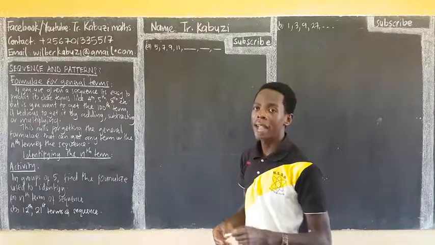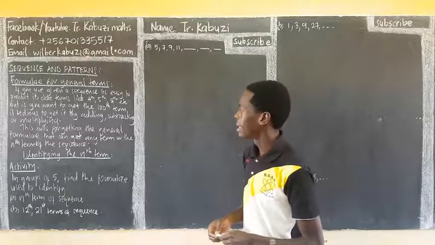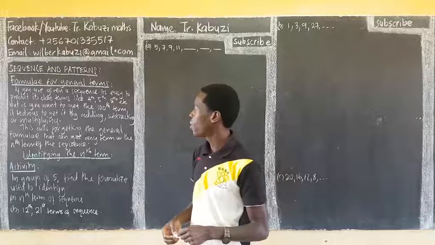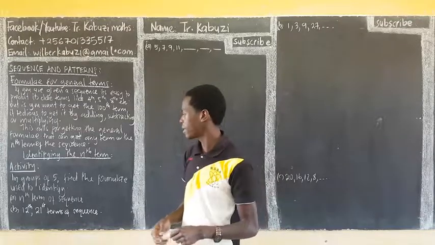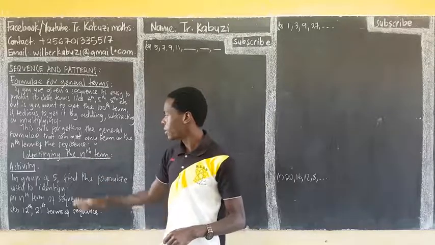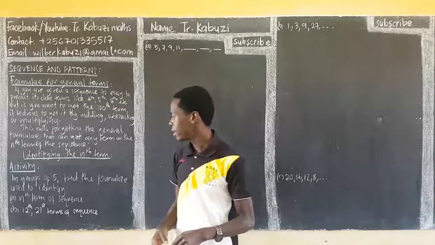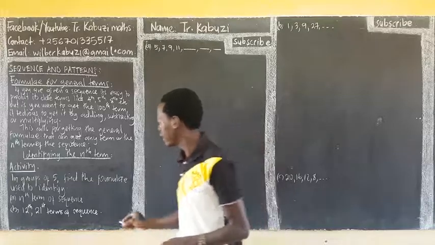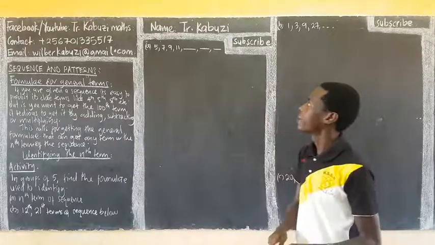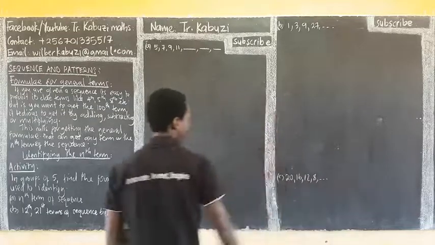Now there, we try to get a formula that's going to help us get to that term with ease. So that calls us for getting the general formula that can get any term, or the nth term, of the sequence, as you are going to see here. So our task is identifying the nth term. In groups of 5, find the formula used to identify the nth term of the sequence, and the 12th term of the sequences below. These are the sequences we have. I'm going to start with this one, then we shall see the other 2.